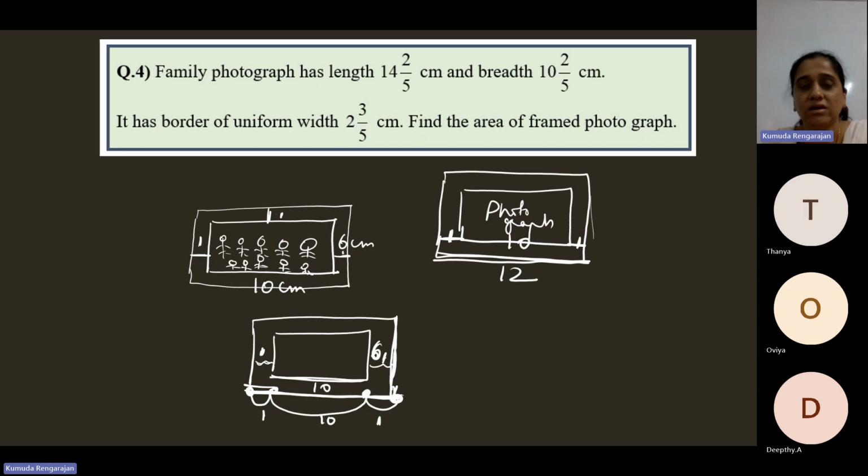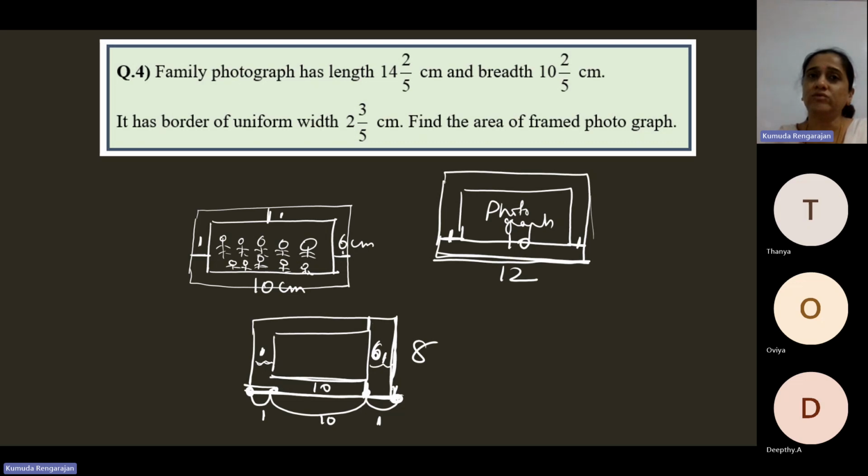It is 6 here. How much is the thickness here? 1. How much is the thickness here? 1. So 6 plus 1 plus 1, 8 centimeters. So the length of the photograph plus the thickness on either side, that is length of the photograph plus the thickness plus the thickness. Two times you should add the thickness because the thickness is on both the sides. That will give you the length of the framed photograph.